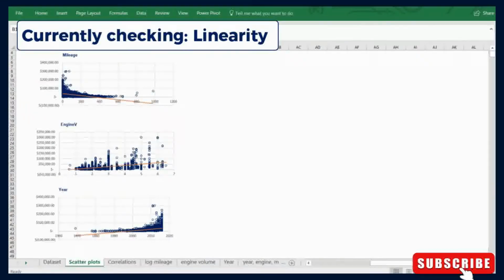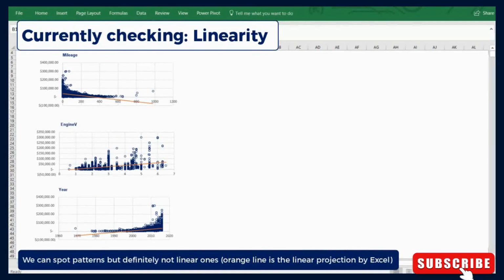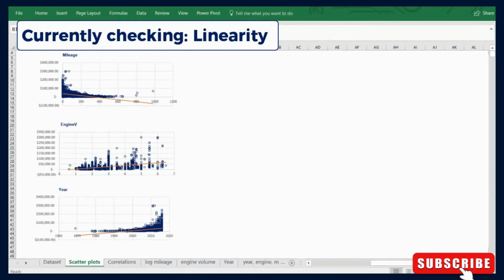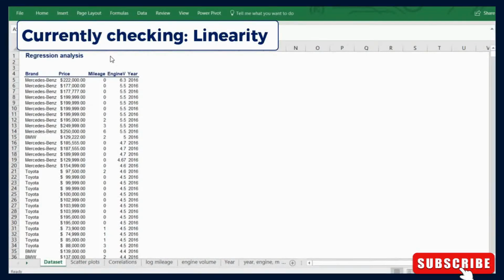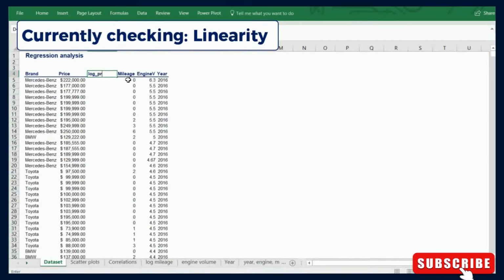These are the three scatterplots that we obtain. One for price and mileage, one for price and year, and one for price and engine volume. We can spot patterns, but definitely not linear ones projected by Excel with the orange trend line. We know we should not run a linear regression in this case. We should first transform one or more variables. As I have told you before, log transformation is a common way of dealing with this issue. It is especially useful when facing exponential scatterplots like we do now. Let's take the log of prices and plot them again.